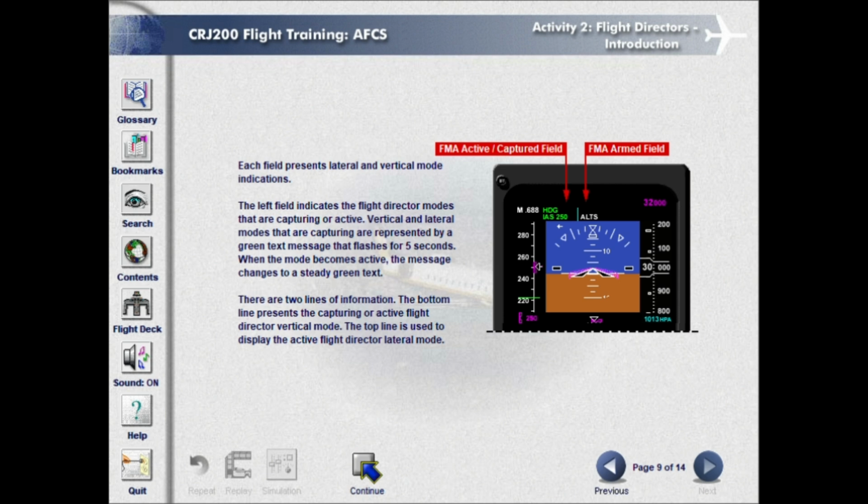The left field indicates the flight director modes that are capturing or active. Vertical and lateral modes that are capturing are represented by a green text message that flashes for 5 seconds. When the mode becomes active, the message changes to a steady green text. There are two lines of information. The bottom line presents the capturing or active flight director vertical mode. The top line is used to display the active flight director lateral mode.